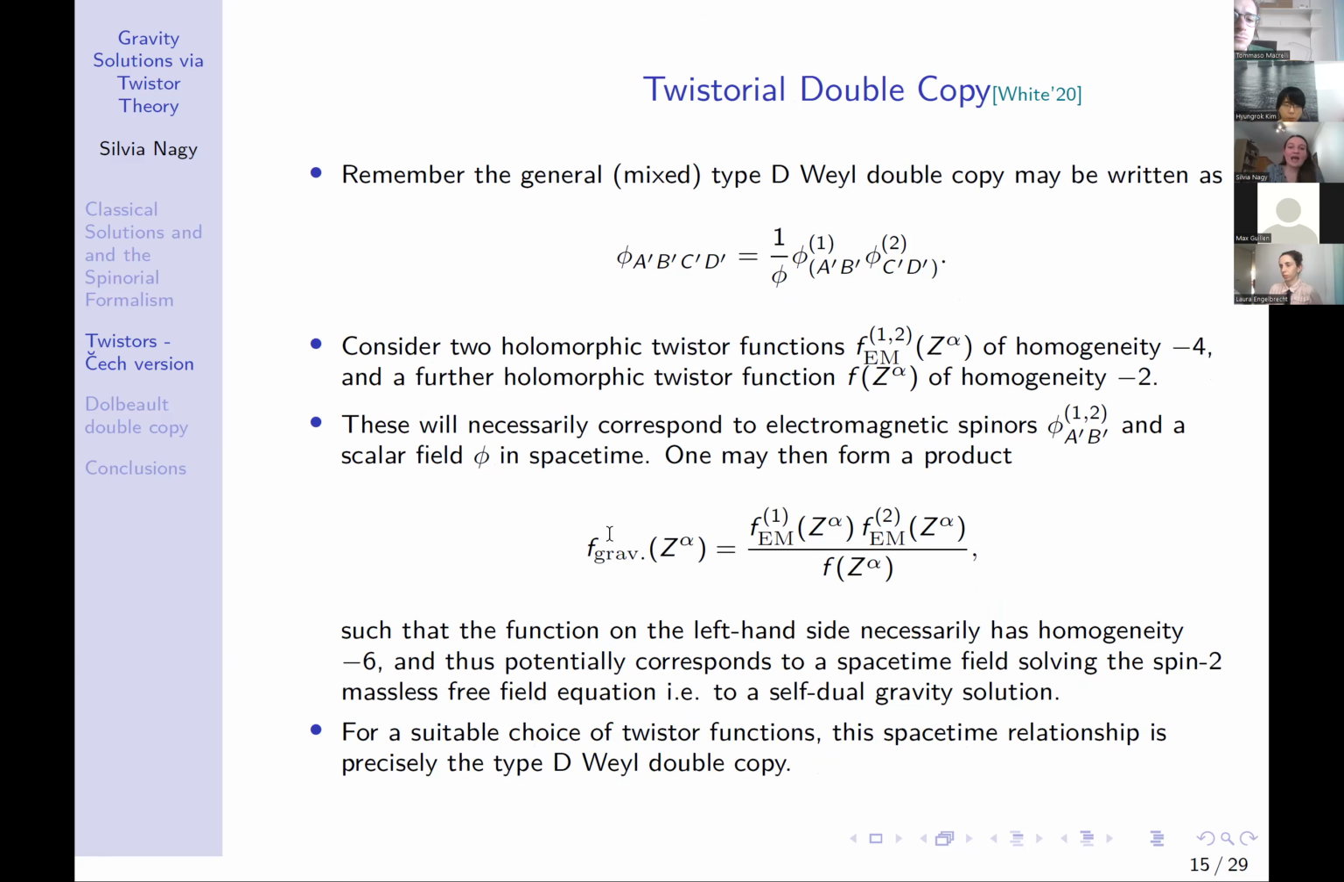But then it turns out that I can form a product in Twistor space for gravity as well, which looks very similar to the one in space-time, and immediately I see that this gravity guy has homogeneity -6 because I've put together two -4s, and then the -2 is in the denominator, so that cancels it. So this is homogeneity -6, so it could correspond to a gravity field, and then one can show explicitly via a Penrose transform that indeed it does. So this gives the type D Weyl double copy in space-time.